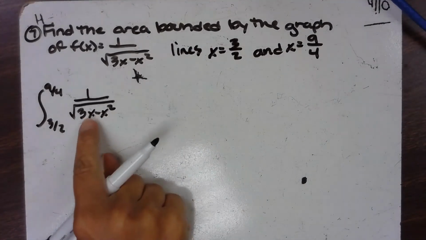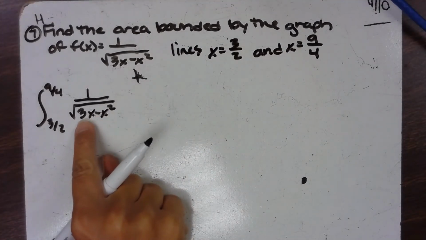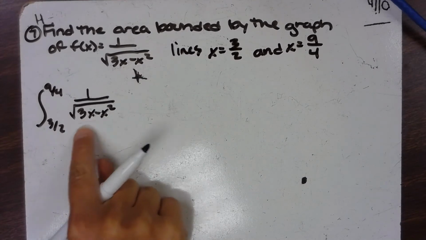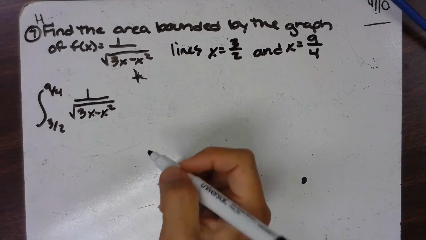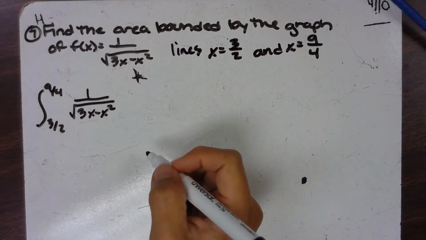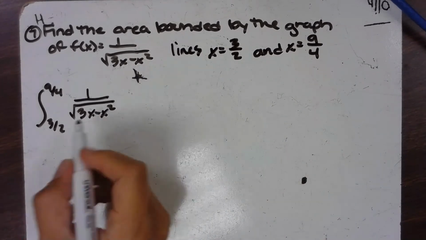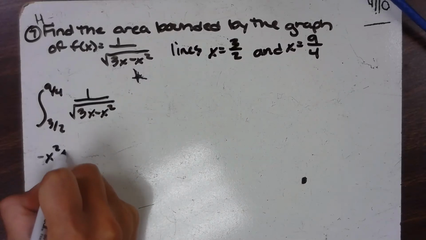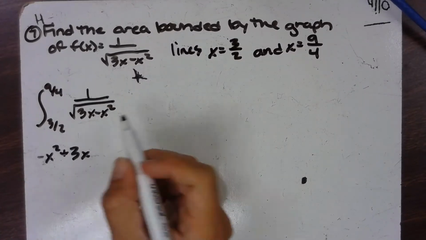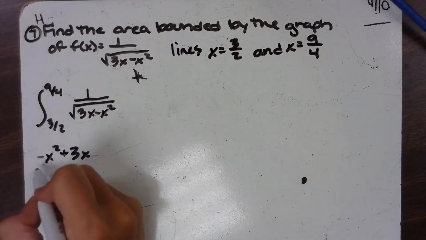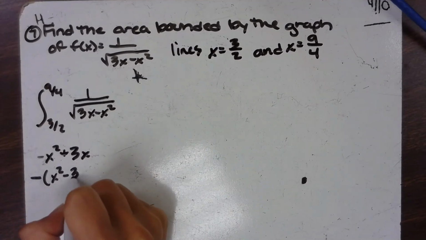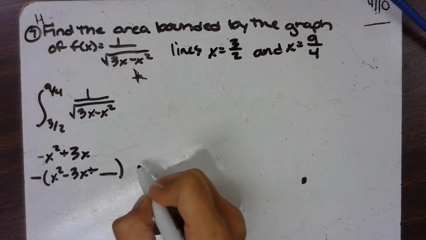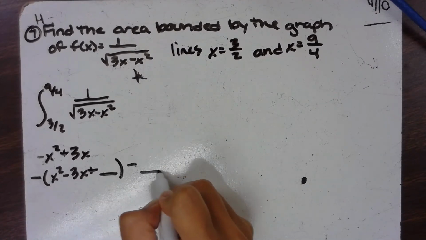Now the problem is I have x right here. I can't just say this is my a squared, and I can't just say x squared is my u squared. I do need to complete the square on this one. Now, what I'm going to do is negative x squared plus 3x. That's what I've got. I've got to take out a negative. I'm going to add something here, but then I subtract it out here.